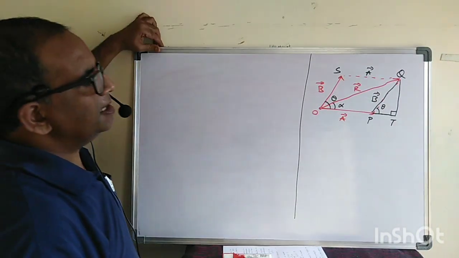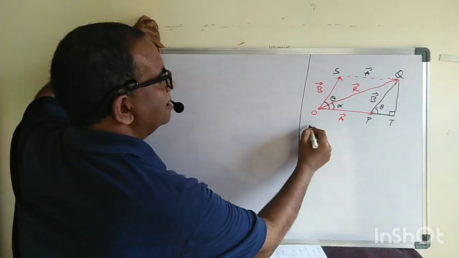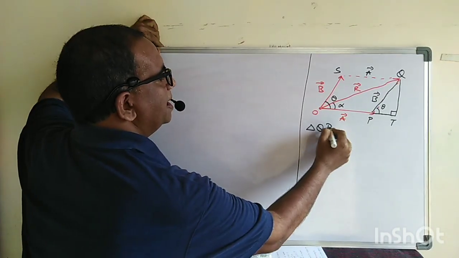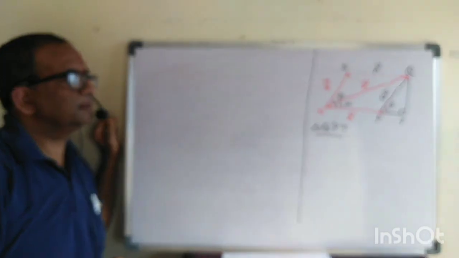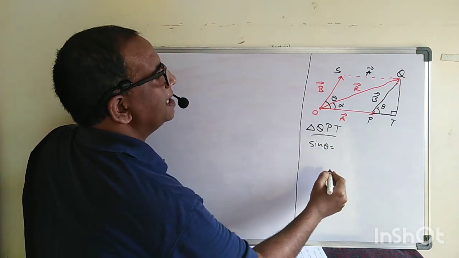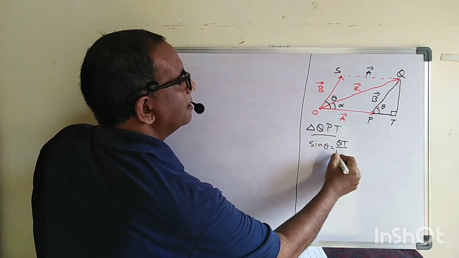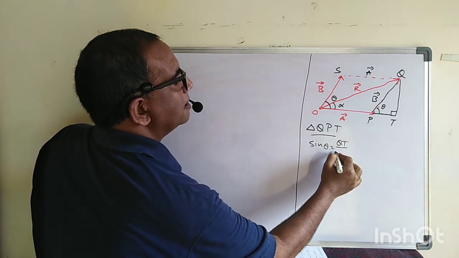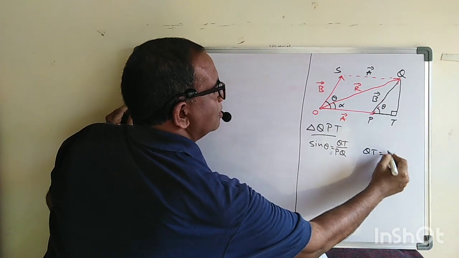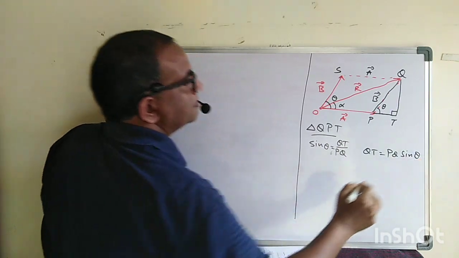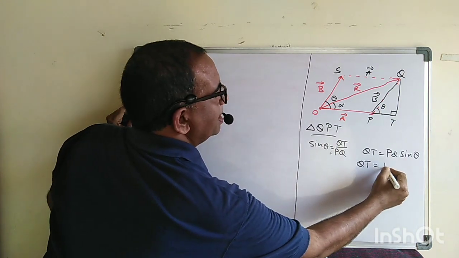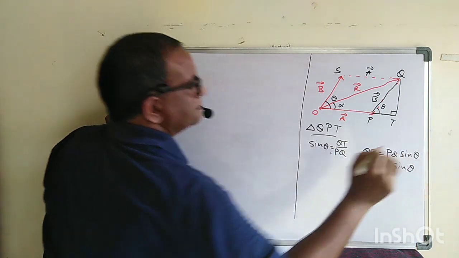Now observe carefully here from this diagram, the triangle QPT. In this triangle QPT, tell me what is sine theta here? Sine theta is equal to QT by PQ. Or you can write QT is equal to PQ sine theta. But what is QT here? What is PQ? That is nothing but B. So therefore you can write it as B sine theta.